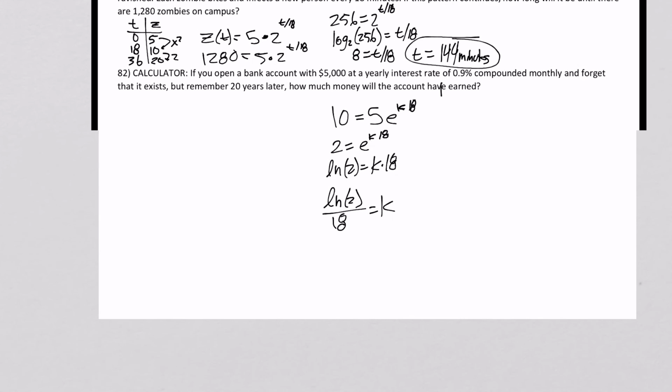In the same way that ln of 1/2 over the half-life equaled our rate of decay, ln of 2 over the doubling time equals our rate of growth for a doubling problem. So find that value and store it in your calculator. And you get like 0.0385, but store it.